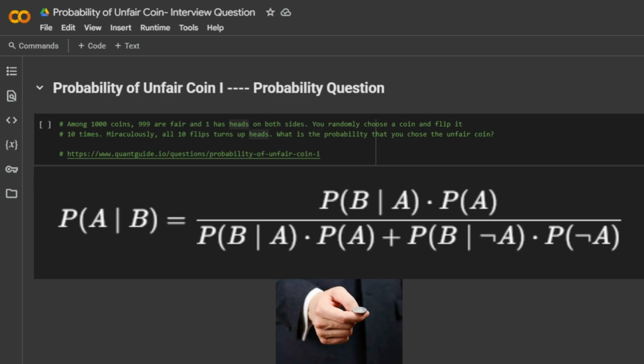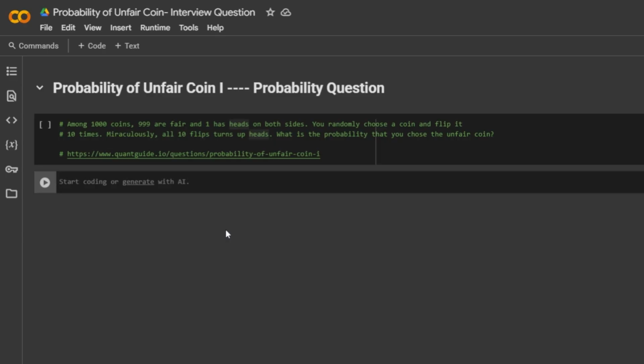In this tutorial, we're going to be going over probability of an unfair coin, a probability question that can be found on QuantGuide IO. What this question is saying is among 1,000 coins, 999 are fair and one has heads on both sides. You randomly choose a coin and flip it 10 times. Miraculously, all 10 flips turn up heads. What is the probability that you choose the unfair coin?